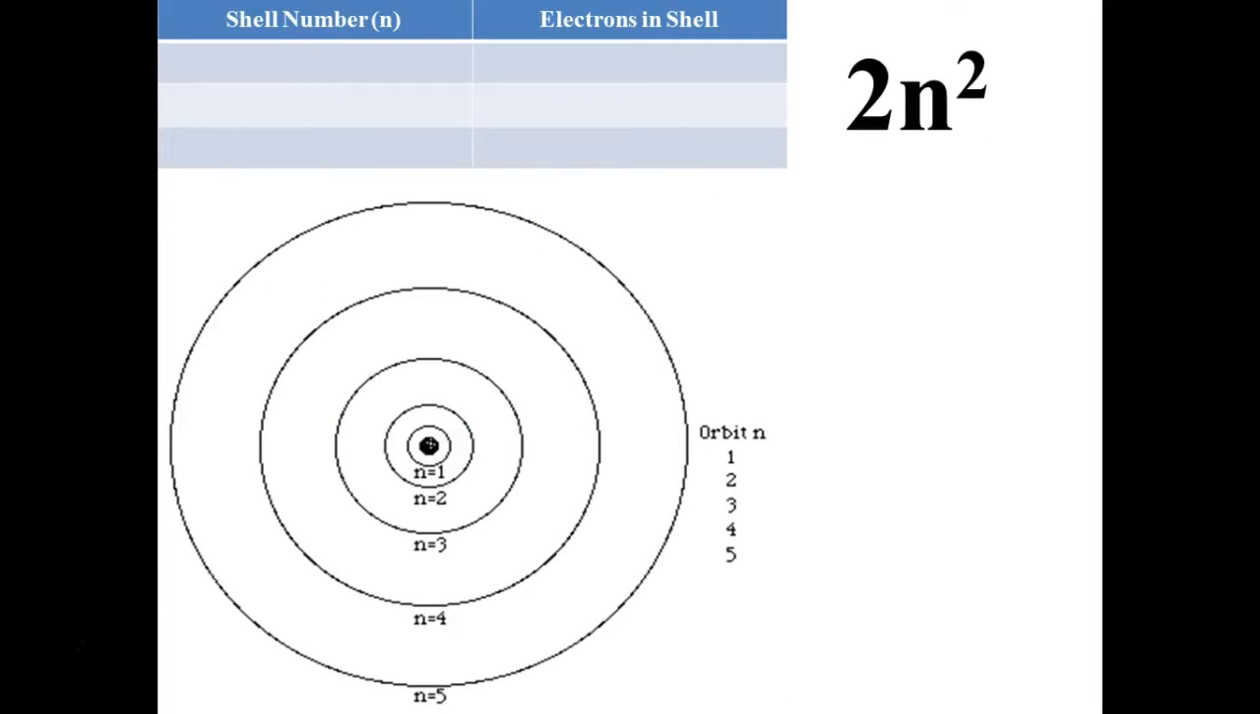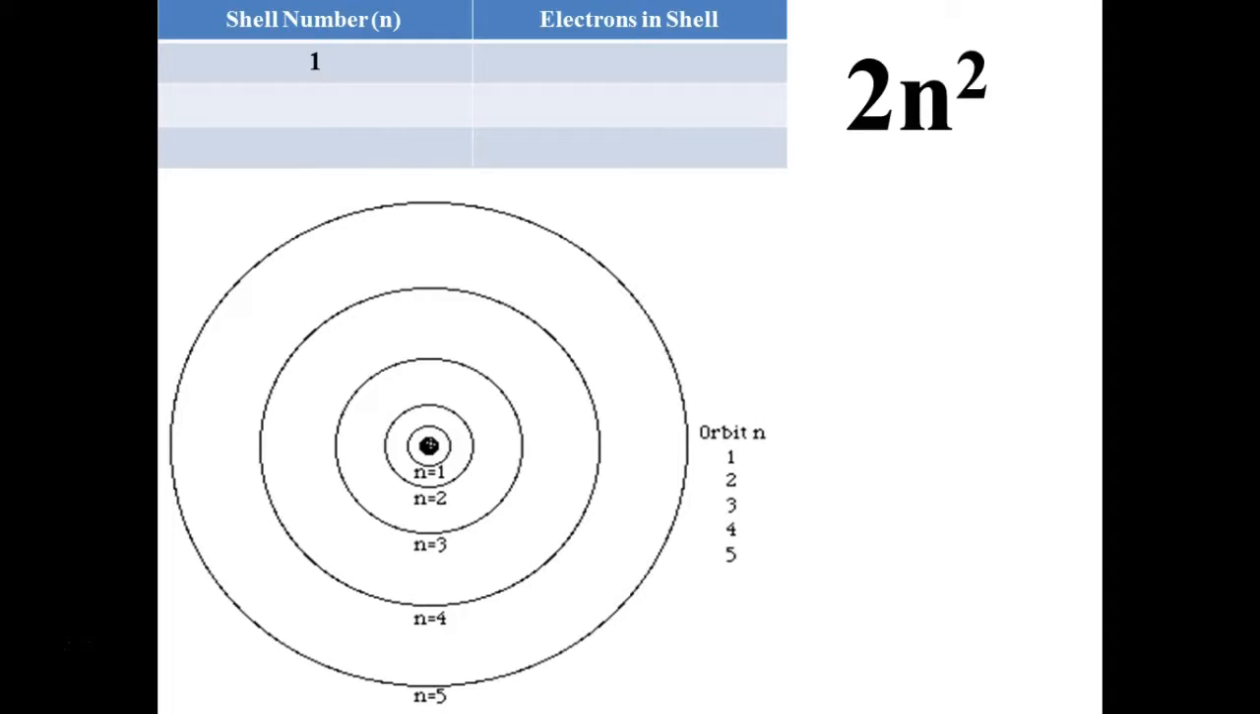Okay, so here's our 2n squared formula. This is how we know the maximum number of electrons per shell. It doesn't mean it's going to be how many are on that shell per se, but it means the maximum that can fit. So if our first shell is n equals 1, then what's the maximum number of electrons that can fit? Well, what you have to do is you have to first square the 1, so 1 squared, and then you multiply it by 2.